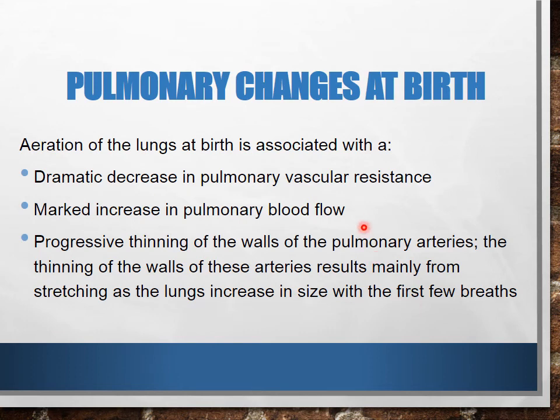So what are the important pulmonary changes which are responsible for the changes in fetal circulation and converting it into the adult circulation after birth? These pulmonary changes which happen at the time of birth are a decrease in pulmonary vascular resistance. So when there is decrease in pulmonary vascular resistance, the flow of blood towards the lungs increases, so it helps in the obliteration of the ductus arteriosus. So there is marked increase in the blood flow to the lungs.